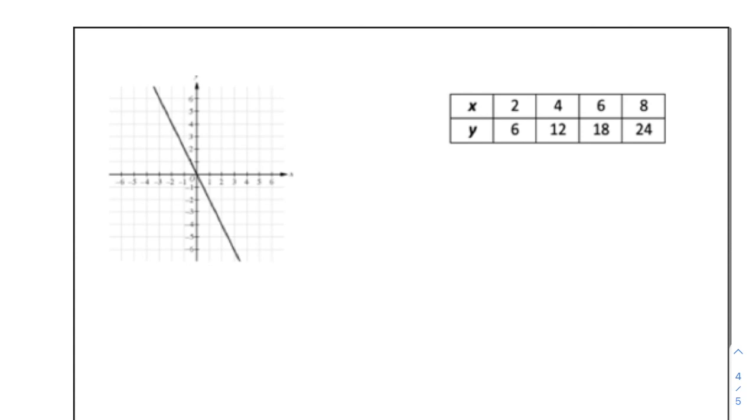All right, so hopefully you're back checking your answers. So for this first one, is it proportional? It's got a straight line, goes through (0, 0). So yes, it is proportional.